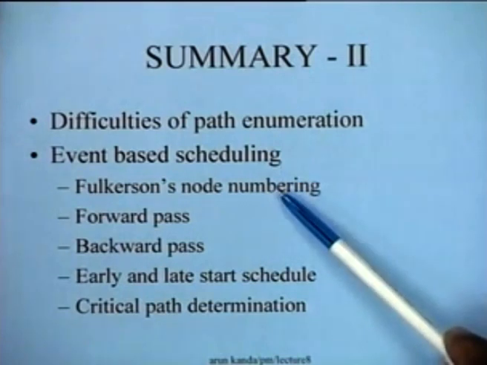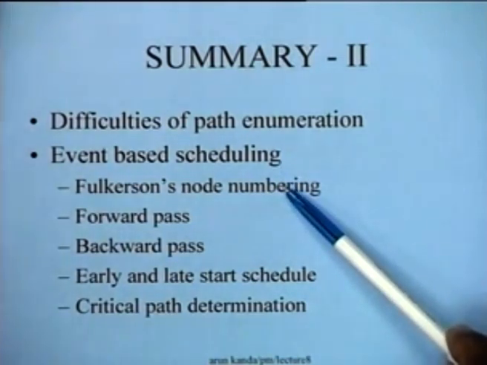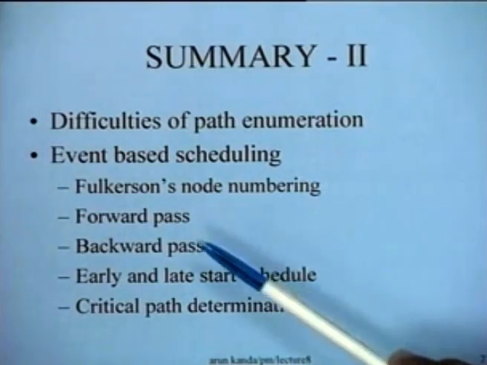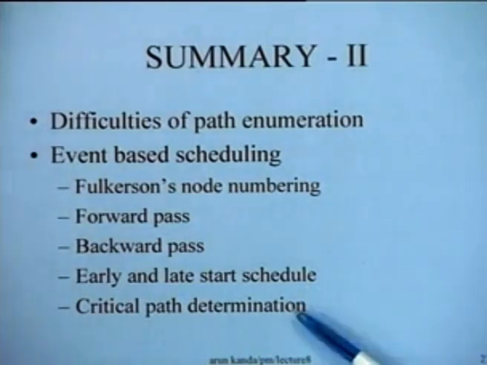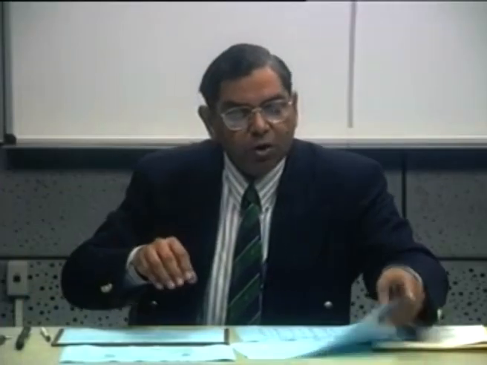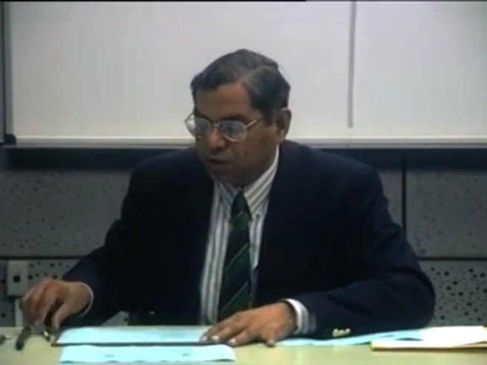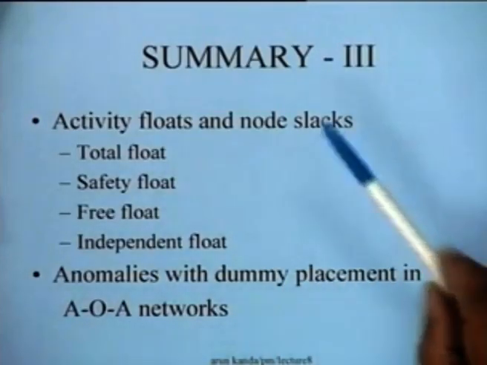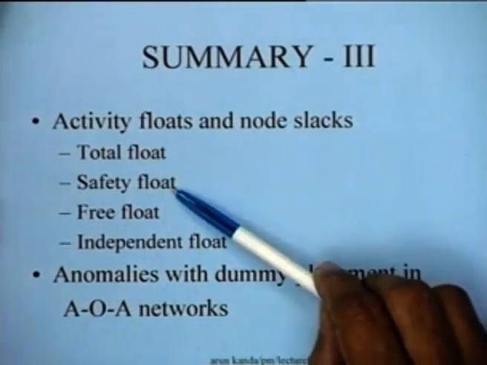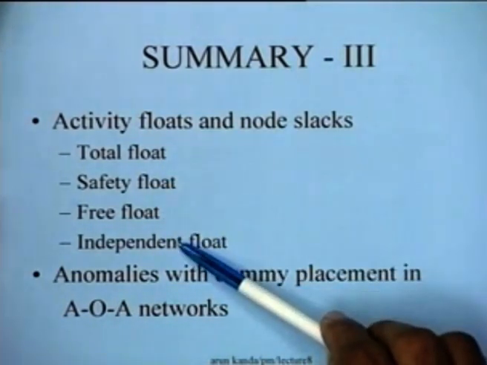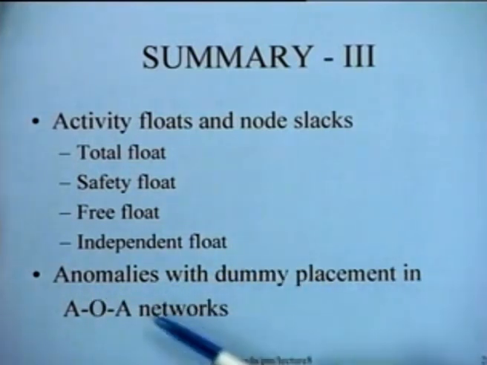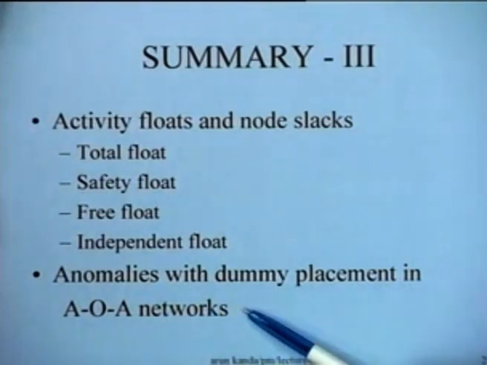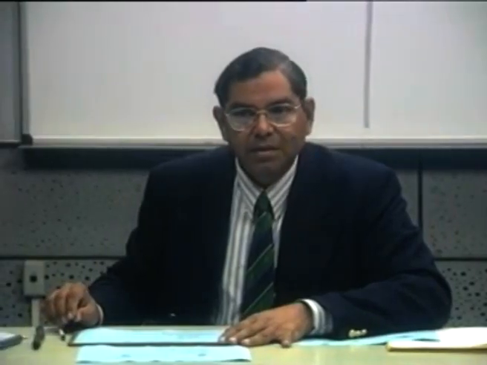We had these basic steps: Fulkerson's node numbering, doing a forward pass, a backward pass, early and late start schedule determination, then determination of the critical paths. And then we talked about some of the concepts of activity floats and node slacks. We talked about the total float, the safety float, the free float and the independent float, and we finally found that there were certain anomalies with dummy placements in AOA networks, and these are to some extent removed when one talks about AON networks, which we will take up next time.